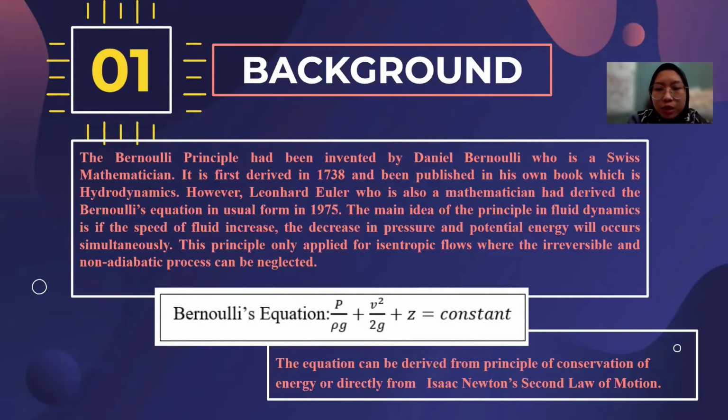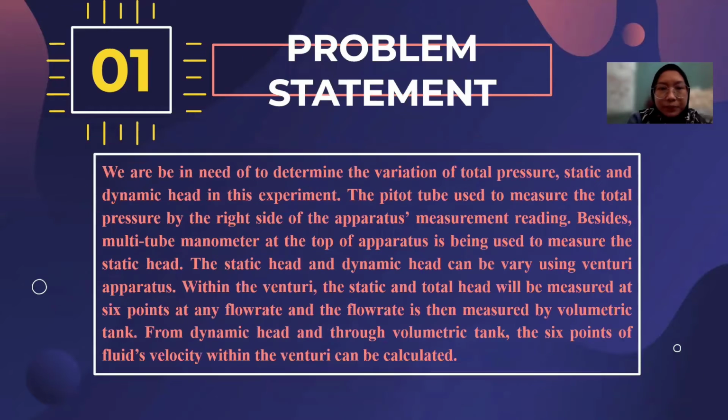The main idea of the principle in fluid dynamics is that if the speed of a fluid increases, a decrease in pressure and potential energy will occur simultaneously. This principle only applies to isentropic flows, where irreversible and non-adiabatic processes can be neglected. Here is the Bernoulli equation, and it can be derived from the principle of conservation of energy or directly from Isaac Newton's second law of motion.